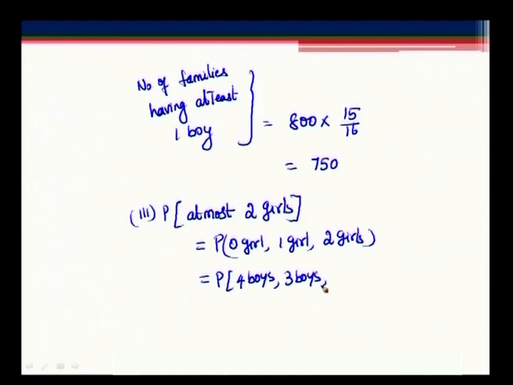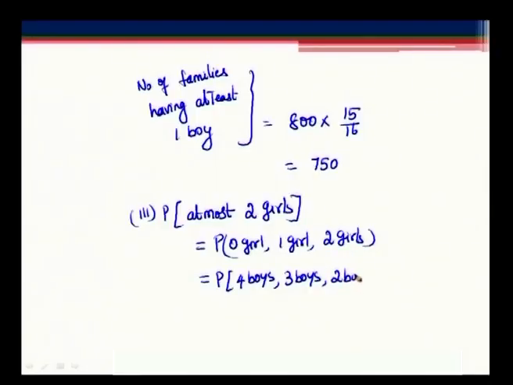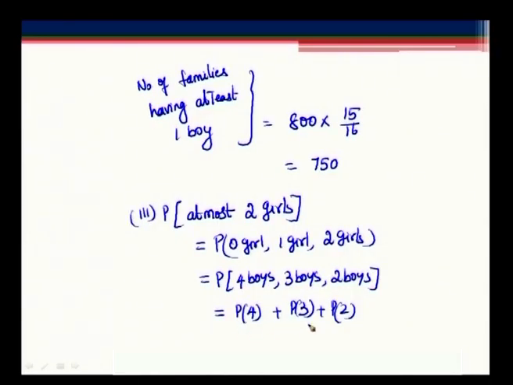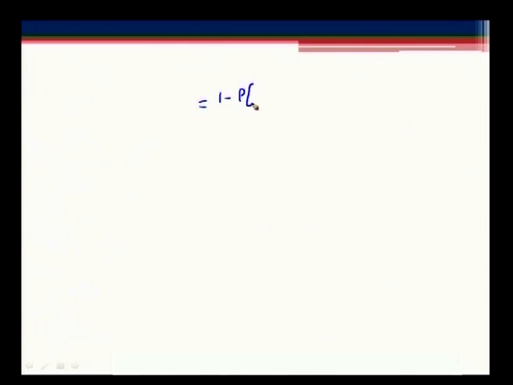You have to convert this in terms of boys because boys is considered as success. 2 girls means 2 boys. Hence, we have to find out P of 4 plus P of 3 plus P of 2. Don't do this problem with P of 0 plus P of 1 plus P of 2, that will be wrong because girl is not our success. Comparing this, the calculation becomes simpler when you take 1 minus P of x equals 1 plus P of x equals 0.